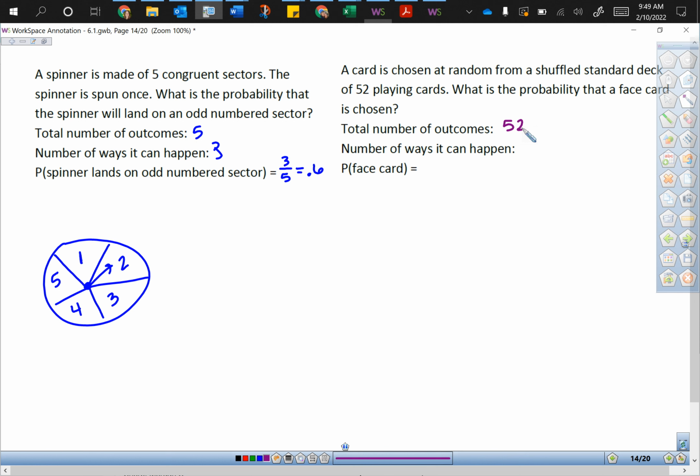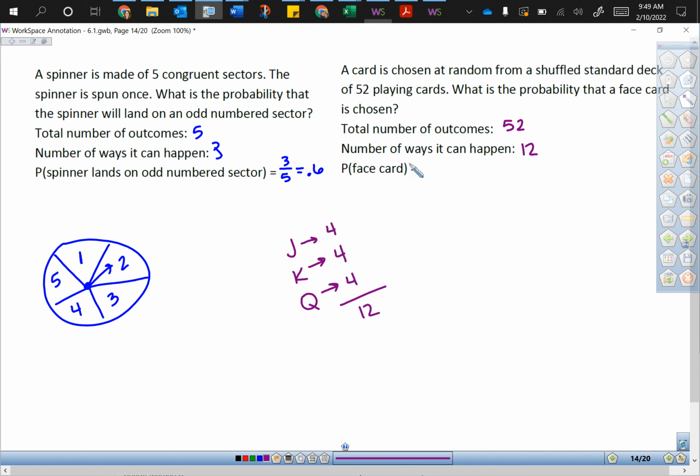Now we need to talk about the number of ways that it can happen. We want to draw a face card. Face cards are the jacks, the kings, and the queens. How many jacks are there in a deck? How many kings are there? How many queens are there? So how many total face cards are there? We want to draw a face card. There are 12 ways that that could happen.